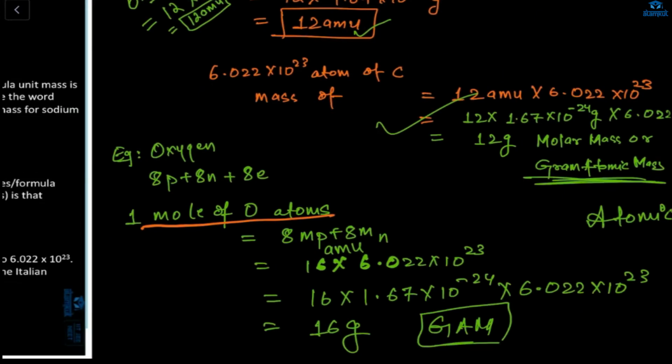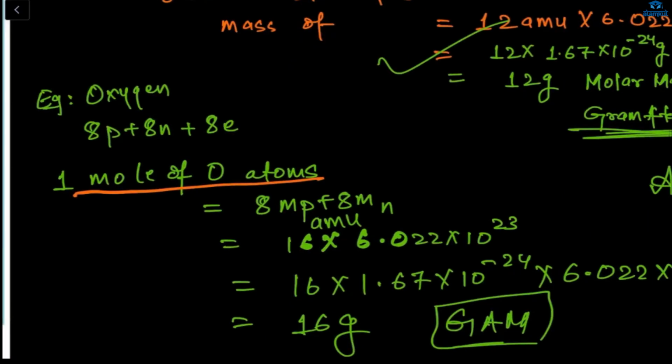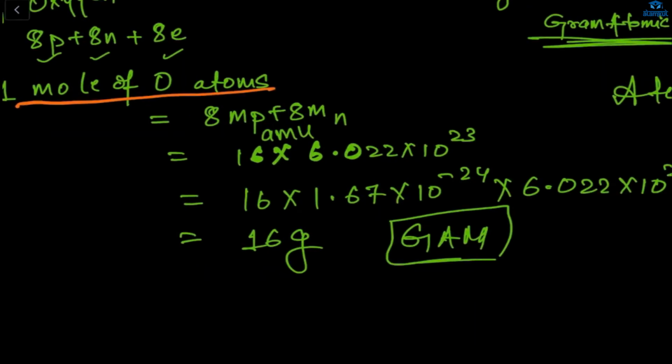Okay. So let's take another example. I'm taking the example of oxygen. Oxygen is having 8 protons, 8 neutrons and 8 electrons. Okay. So it's asking for 1 mole of oxygen atom. How to calculate this? We will just simply add 8 mass of proton and 8 mass of neutron, and electron we will not consider. So 8 is here how many times? 2 times. So we will multiply 8 into 2, which will be 16.